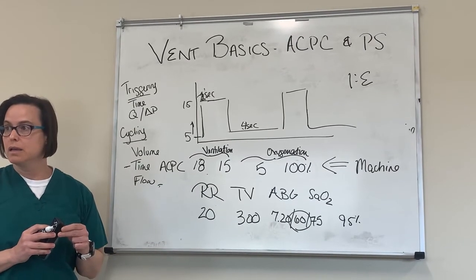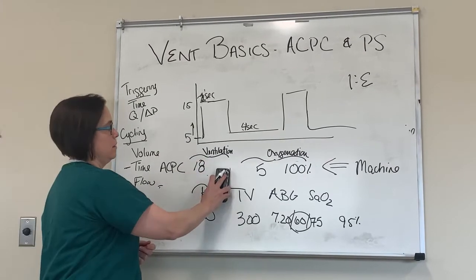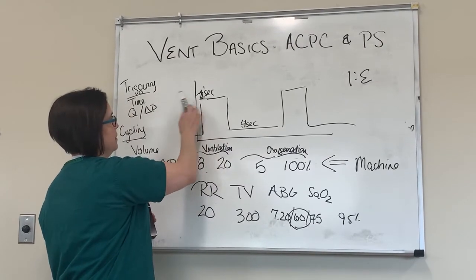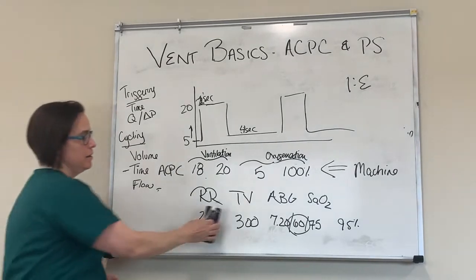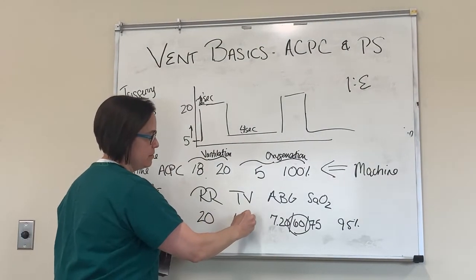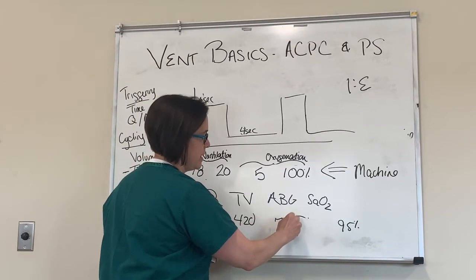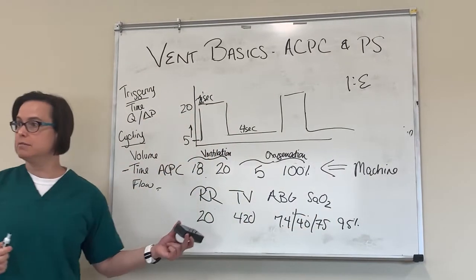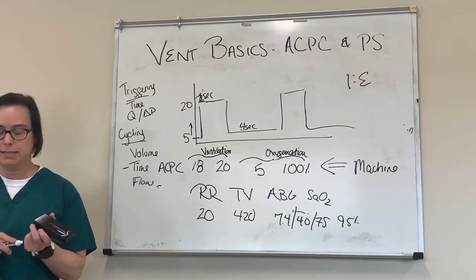So in this mode, I would increase my inspiratory pressure to allow for a greater tidal volume. Beautiful. So I'm going to take that instead to an inspiratory pressure of 20. And when you did that, your patient went to a tidal volume of 420, and then they went right back to an ABG of 7.4, 40, 75. You fixed it. Okay? So those are the big things we're going to manipulate in ACPC.